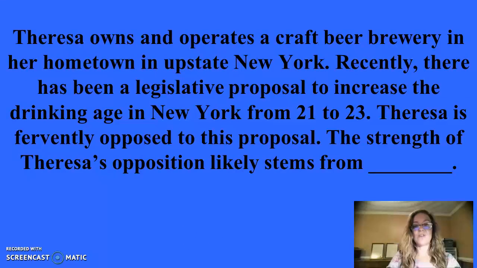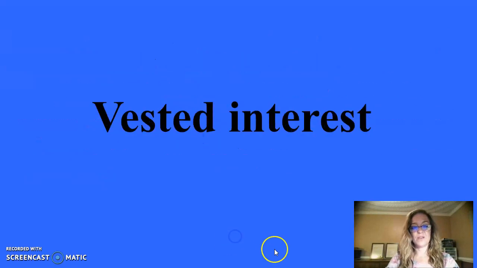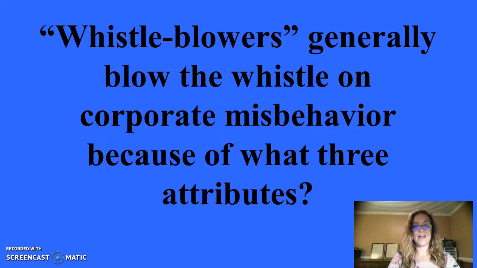Teresa owns and operates a craft beer brewery in her hometown in upstate New York. Recently, there's been a legislative proposal to increase the drinking age in New York from 21 to 23. Teresa is fervently opposed to this proposal. The strength of Teresa's opposition likely stems from what? What is a vested interest. So if this age changed from 21 to 23, that would take a hit in her financial endeavors. Okay, how attitudes influence behaviors for 300.